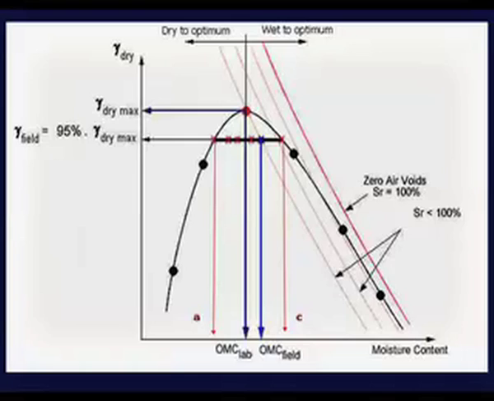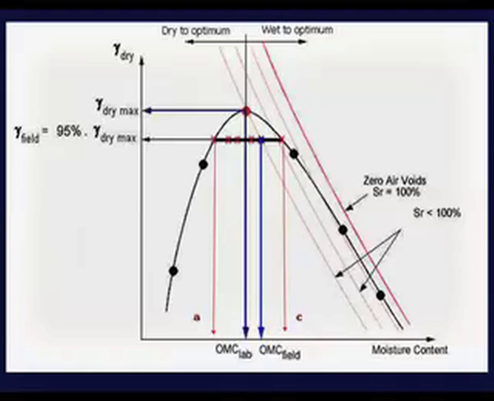And if you look at point A and point B, this water content is on the dry side of optimum, and this water content is on the wet side of optimum. So gamma field, which is nothing but 95% of gamma dry max, comes out here. That means we have two ranges of water content: one on the dry side of optimum, the other on the wet side of optimum, with the same density.